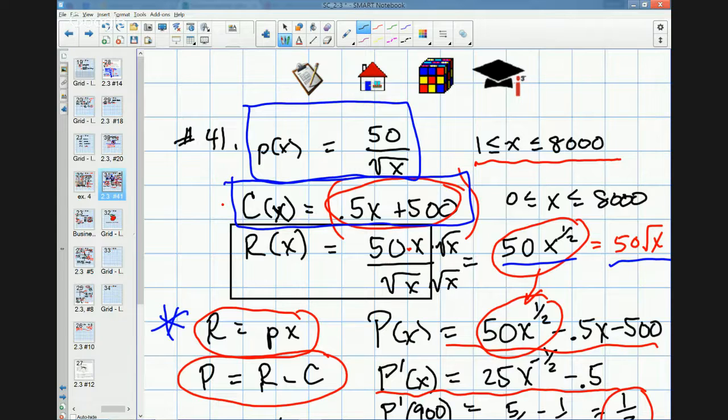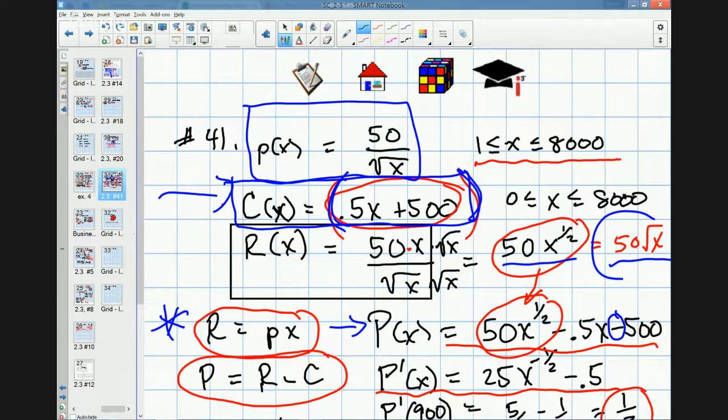Okay, now that I know the revenue, and I know the cost, so here's the revenue, right here, and here's the cost. Now can I find the profit? Yeah, now I can take revenue minus cost equals profit, and that's what you see right here. Profit equals revenue, 50 times the square root of x, which I wrote this way, minus the cost. You guys see why that's a minus sign right there? Because when I subtract the quantity 5x plus 500, I have to subtract both, right? The old distributive property.